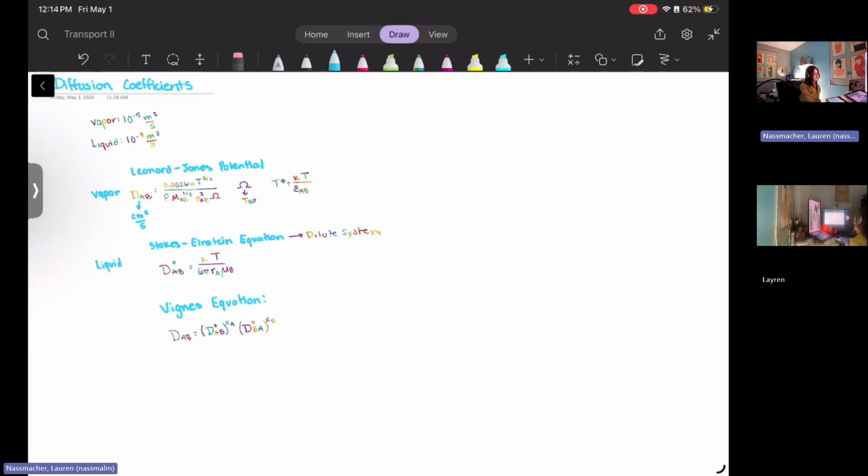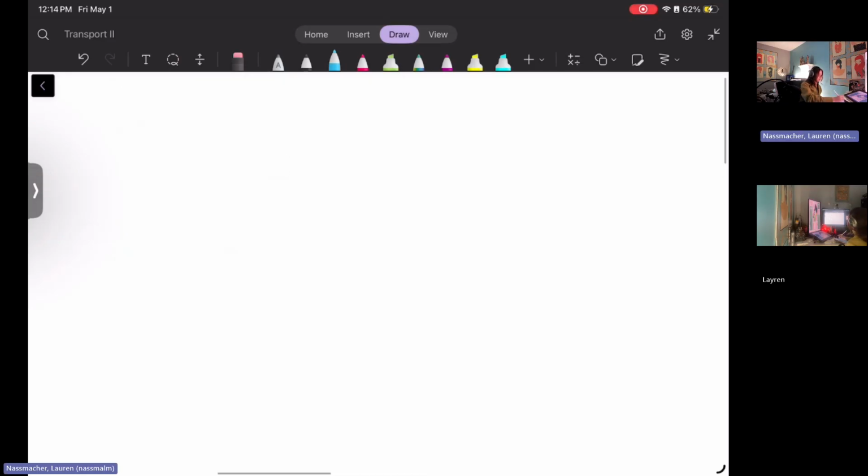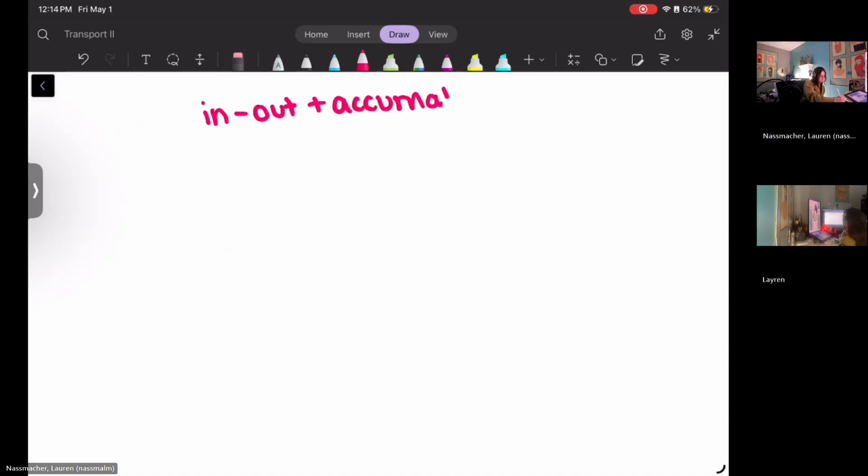From here, we're going to derive the equation of continuity for component A going through a unidirectional system with rate of formation RA. Now, rate of formation RA is equivalent to essentially the accumulation of flux through a system. So when we're thinking about this problem, we're thinking of the accumulation equation, which is in minus out plus accumulation. You see that a lot in heat and mass transfer.